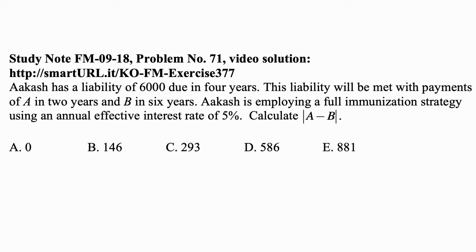Here's a problem for today for exam FM on financial mathematics. Akash has a liability of $6,000 due in 4 years. This liability will be met with payments of A in 2 years and B in 6 years. Akash is employing a full immunization strategy using an annual effective interest rate of 5%. Calculate the absolute value of the difference between A and B.